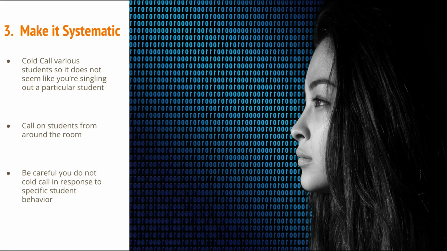The third key to successful cold calling is making certain that it's a systematic process. By calling on several students from around the room, you ensure that students don't think you're singling out individuals, but that all students are eligible to showcase their learning. In addition, take extra care to make certain you're not cold calling based on student behavior. For example, do not cold call a student because you think they look like they may not be paying attention. A solution to this may be calling on a student while your back is turned, or even using a name randomizer.